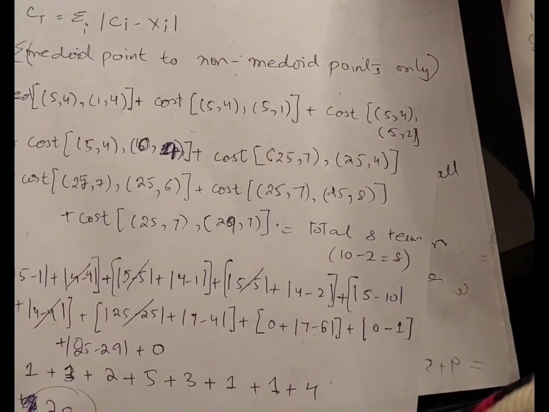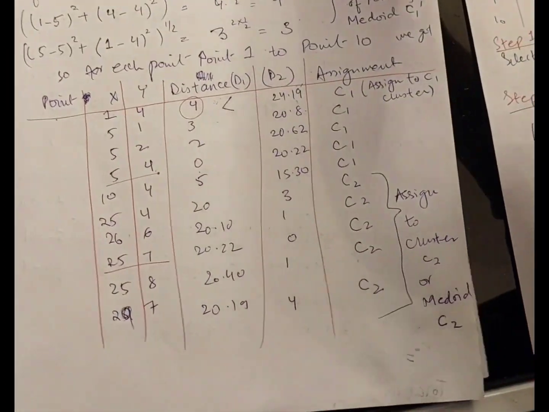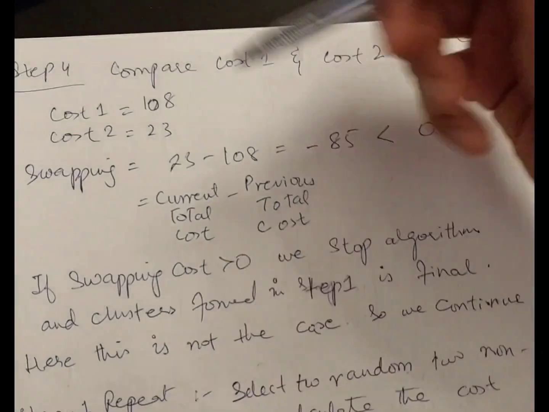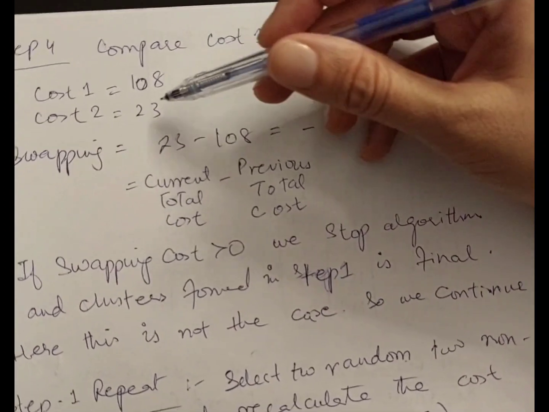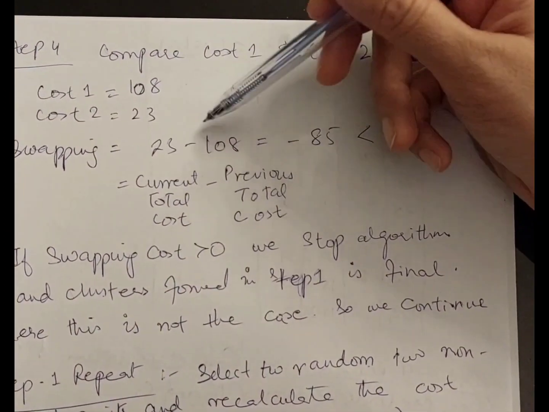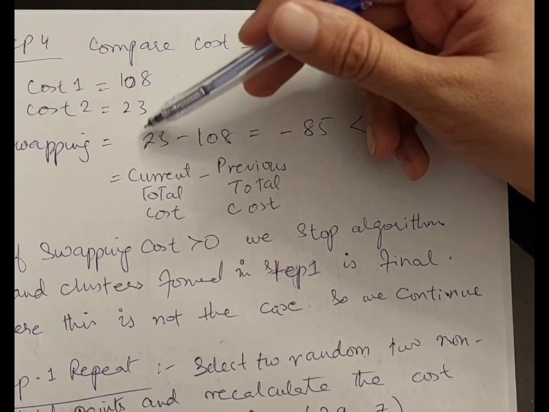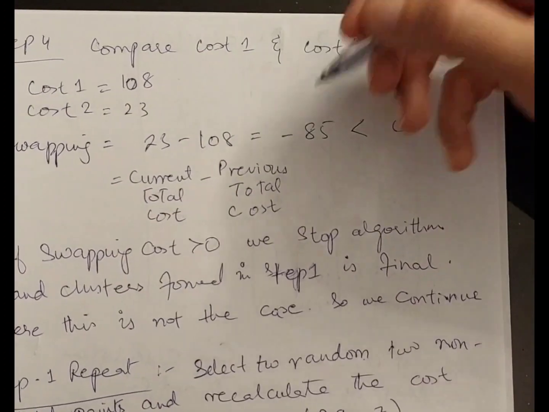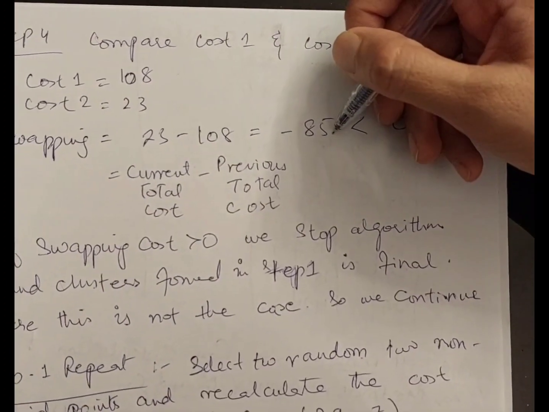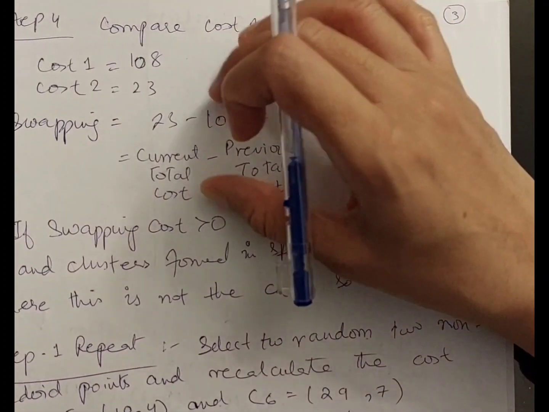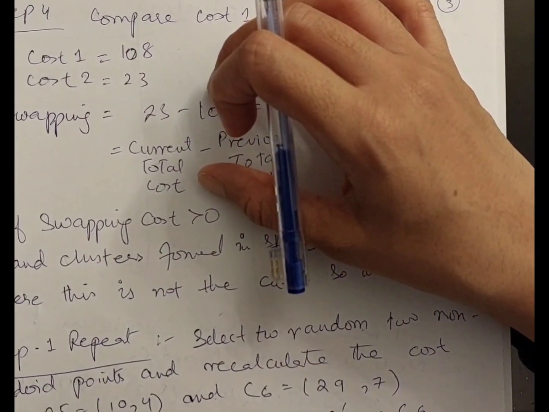Okay, so now we have to compare. In the fourth step we have to compare that the first cost was 108 and the second cost was 23. So if we subtract, the current cost minus the previous cost, the answer is minus 85, which is less than 0. This cost is called the swapping cost.